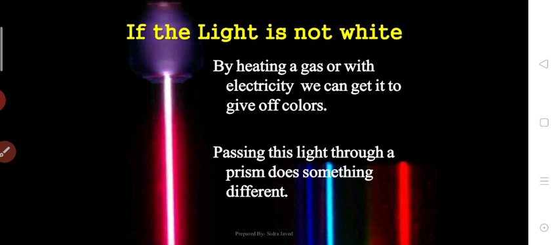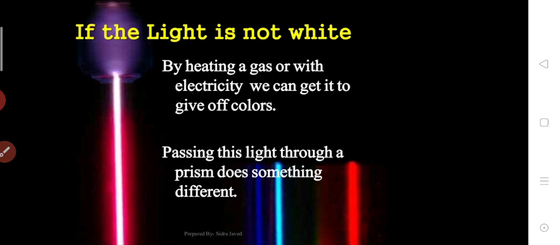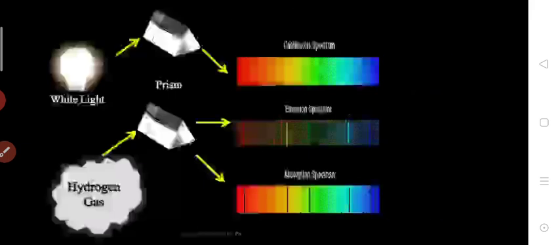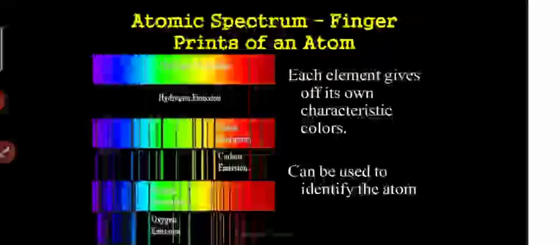By heating a gas with electricity we can get it to give off colors. First we need to heat that gas, then it gives off color, and passing that light through the prism does something different. When white light passes through the prism, we get a continuous spectrum, and when light from a heated gas passes through the prism, we get the absorption and the emission spectrum.